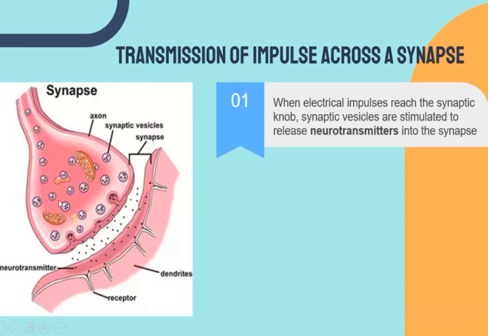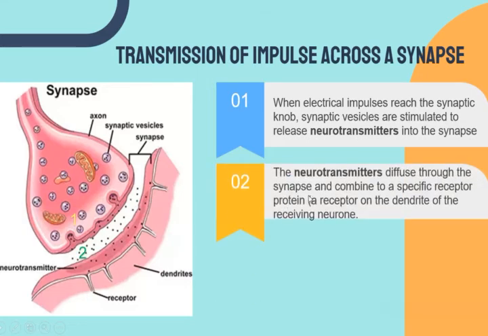This is referred to as the synaptic vesicle. Inside the synaptic vesicle is neurotransmitter. So once the electrical signal reaches the synaptic knob, the electrical signal will be changed into the chemical signals in the form of the neurotransmitter. And then the synaptic vesicle will release the neurotransmitter into the synapse here. Okay, we go to number 2. The neurotransmitter diffuses through the synapse.